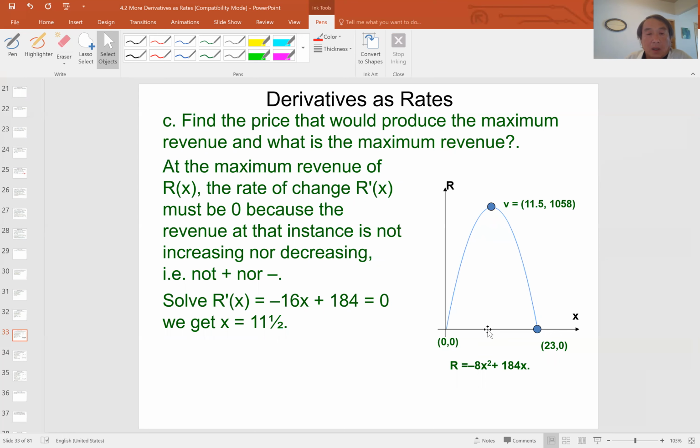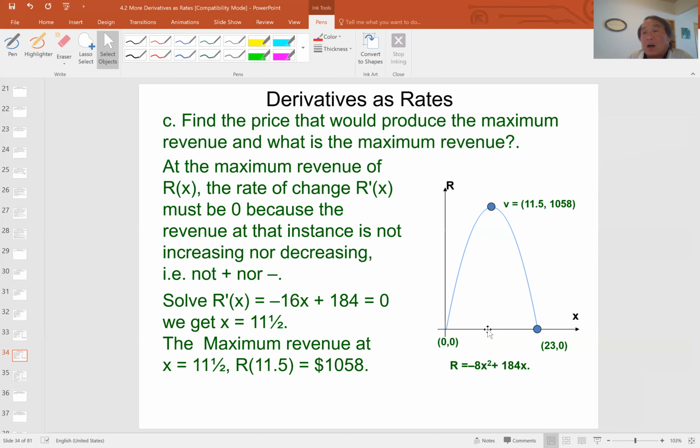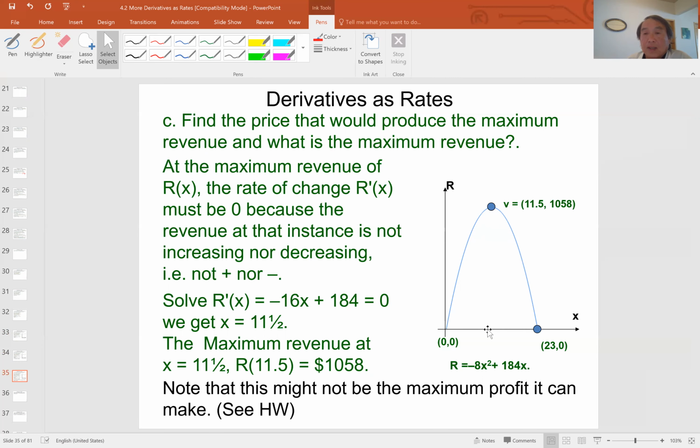Okay. And this is not the maximum profit. It depends on how much it costs to produce the chickens, and that's a different factor. Just want to point out the maximum revenue is different from the maximum profit. Okay, and we'll put that in the homework. So this is the rate of revenue change versus the change in the price: shifting the price by $1, how much the revenue will change.